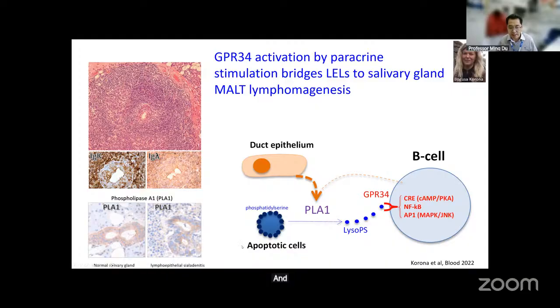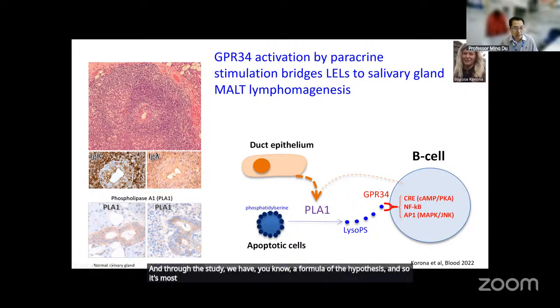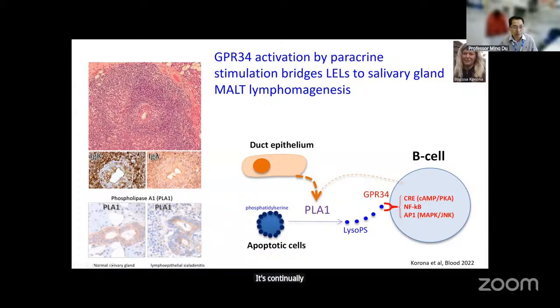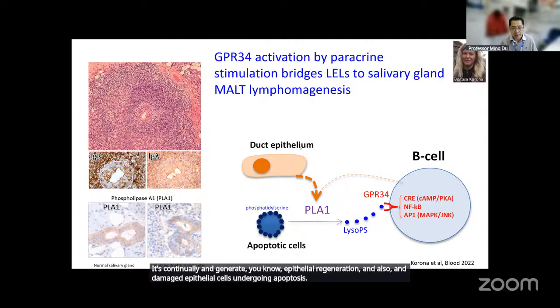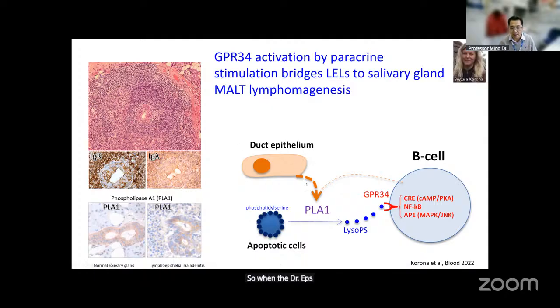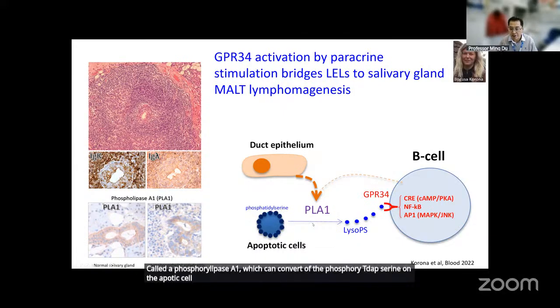Through the study, we have formulated a hypothesis. Most likely this lymphoepithelial lesion continually generates epithelial regeneration, and the damaged epithelial cells undergo apoptosis. When the duct epithelial cells die, they release an enzyme called phospholipase A1, which can convert the phosphatidylserine on the apoptotic cell surface and generate the ligand we call lysophosphatidylserine.